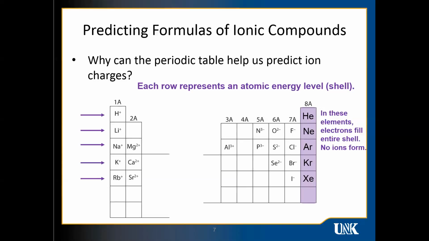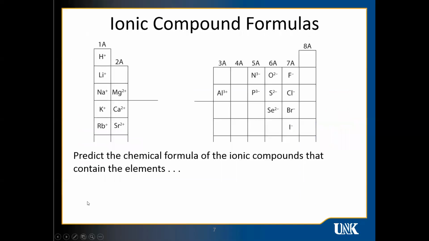In those elements, electrons fill the entire shell. And so these atoms do not form ions because they have an entirely filled shell without adding any or giving any electrons away. And so that makes them exceptionally stable. And so what's going to happen here?